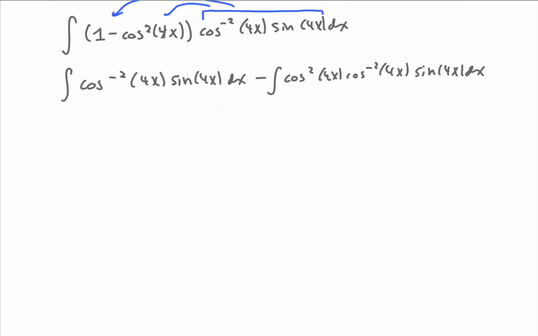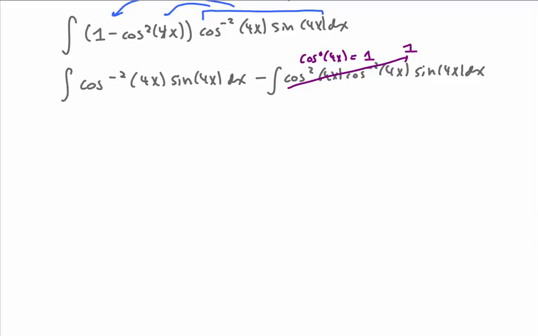Now this first one, it's ready to go. This one we can simplify a little bit more. Now if you think about this, we're multiplying like bases, and when we multiply like bases we add exponents. So this would be cosine to the 0 of 4x, and anything to the 0 power is 1. So this whole piece goes to 1, and I'm just left with 1 times the sine of 4x.